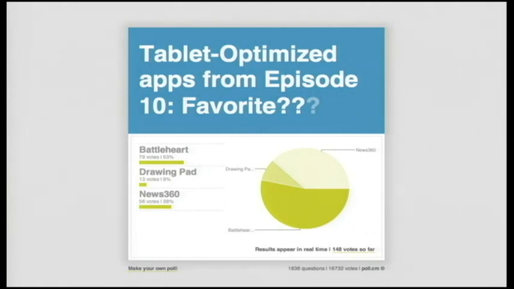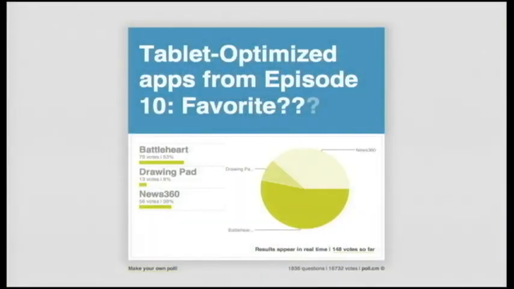I feel like a beauty queen. Can I do a wave? Thank you so much for voting for my app. I finally won. No, it wasn't overwhelming. News 360 was pretty close. So Battleheart, the game that you showed off, got 53%. News 360 took second place at 38%, and Drawing Pad got 9% for third place.